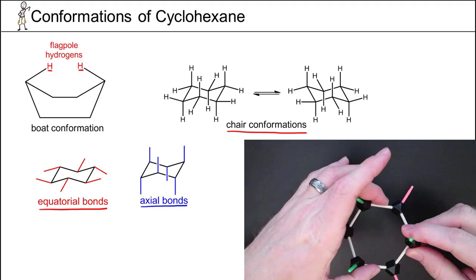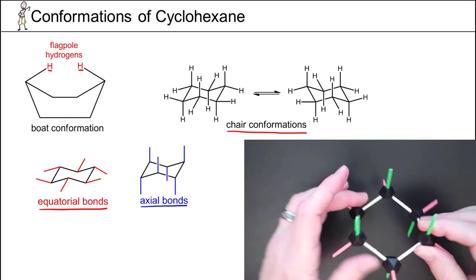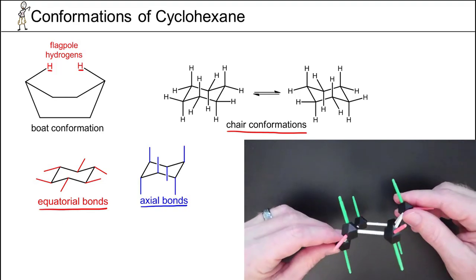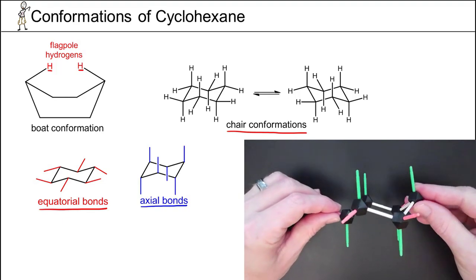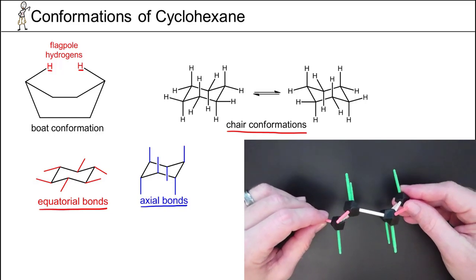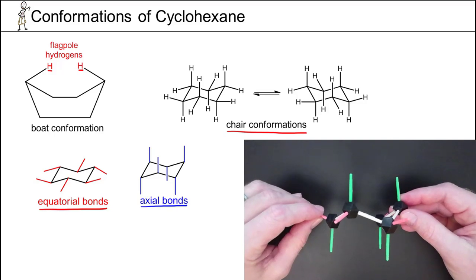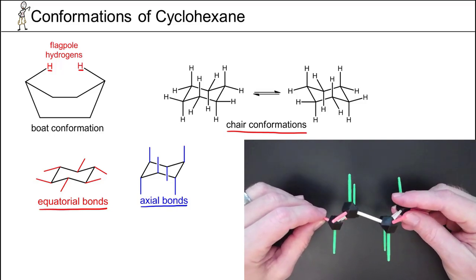We've got parallel lines here, we've got parallel lines here, and then we've got parallel lines here, and that's all part of drawing your chair conformations. Now it turns out we also have 2 different types of positions. I've got them diagrammed here in pink and green, and the green ones are what we call the axial positions. They point straight up and straight down, just like your axial skeleton, your skull and your spine.